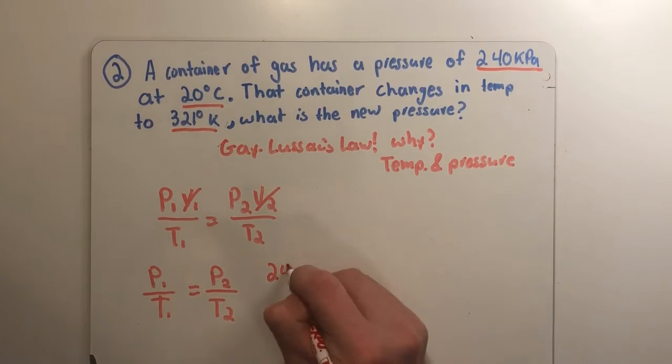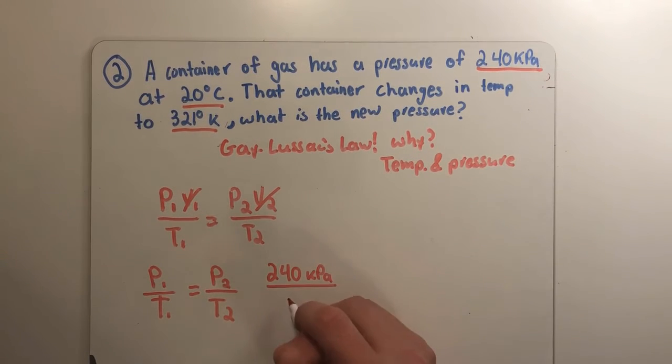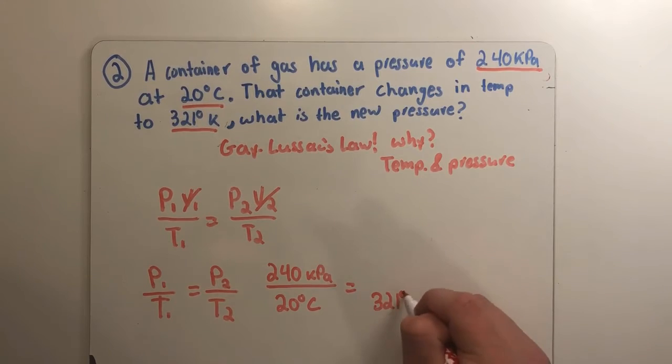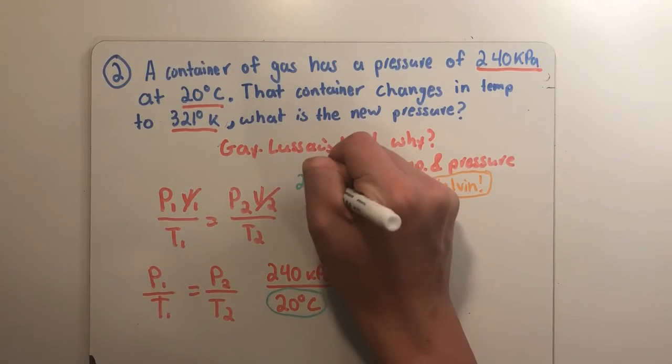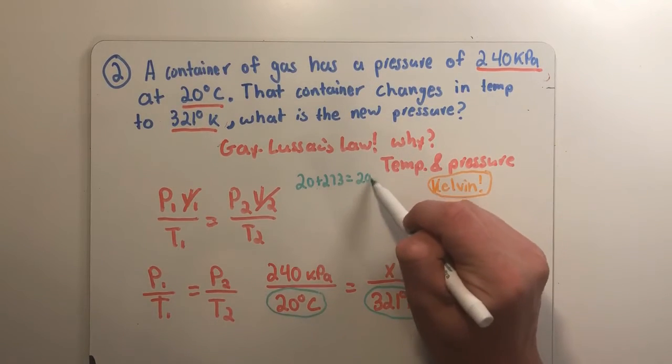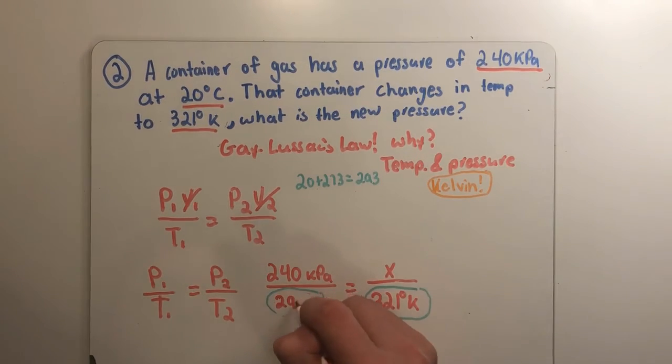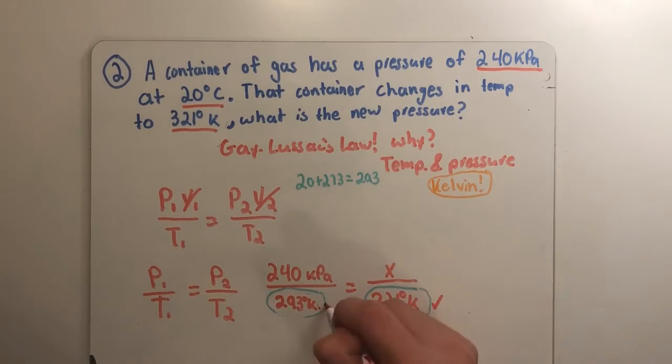I see that my 20 degrees Celsius is different than my 321 degrees Kelvin because of the units. So I must convert my 20 degrees Celsius to Kelvin by adding 20 plus 273 equals 293. Now I can set up my equation. 240 kilopascals over 293 Kelvin is going to be equal to x over 321 Kelvin.